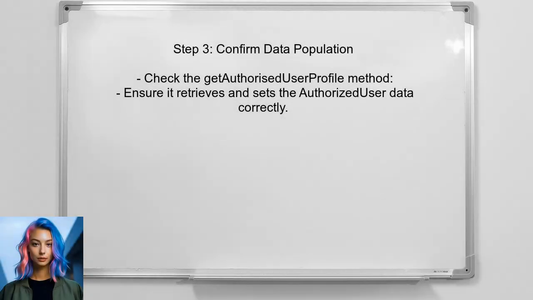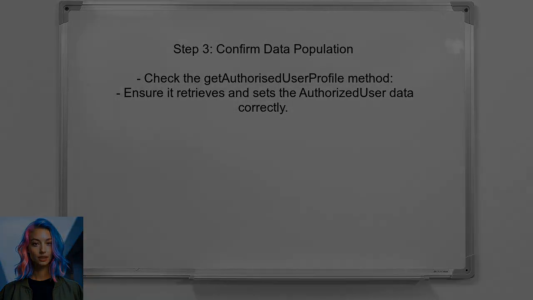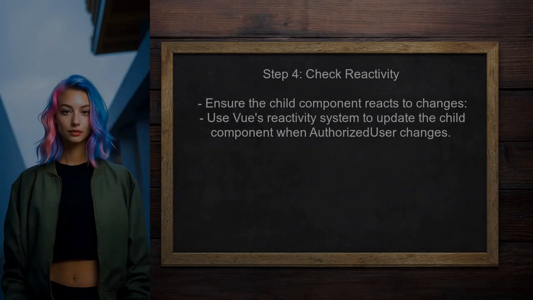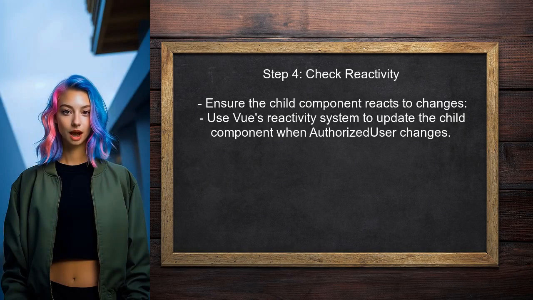This can be done by inspecting the template where the child component is used. Additionally, the user should ensure that the data in the authorized user object is being populated correctly before it is passed to the child component. This means checking the getAuthorizedUserProfile method to confirm it retrieves the user data as expected. Finally, the user should check for reactivity issues. If the authorized user object is updated after the child component is mounted, the user might need to use Vue's reactive features to ensure the child component updates accordingly.